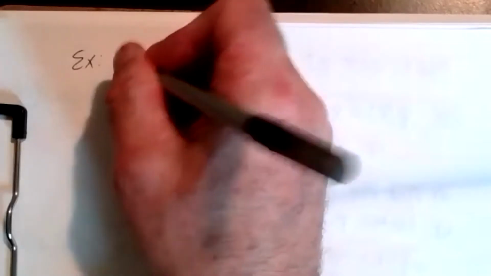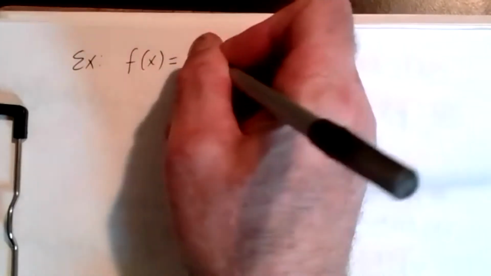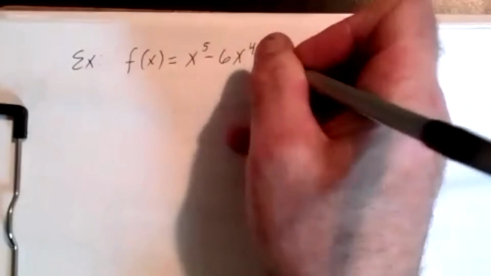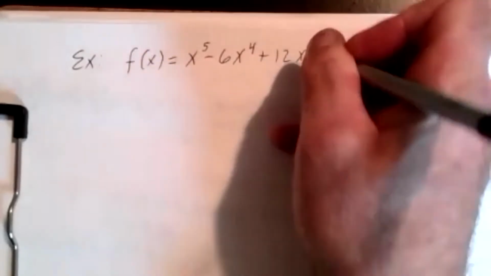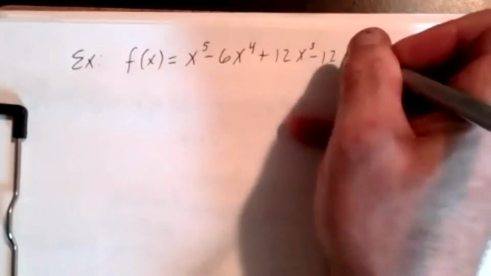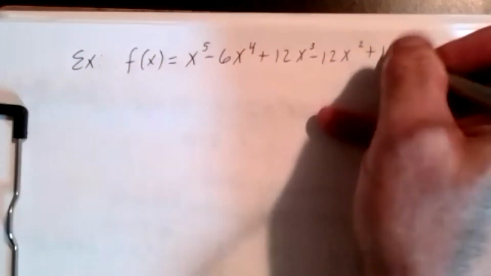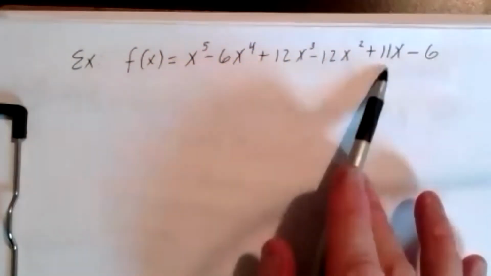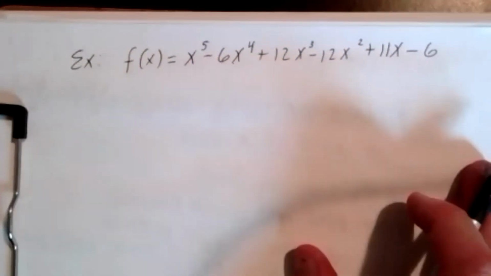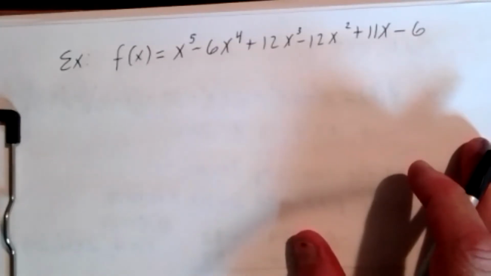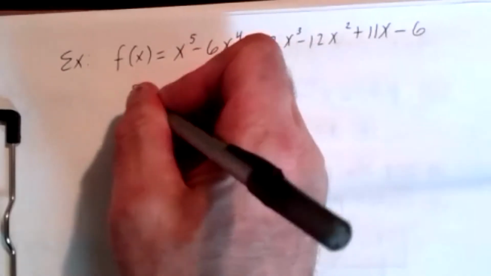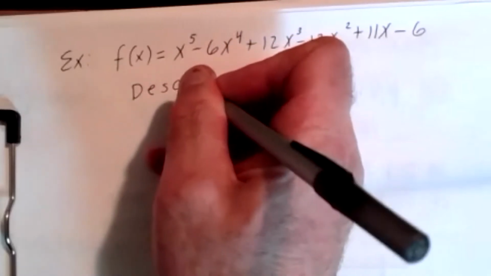We're going to use this fifth degree polynomial function here: x to the fifth minus 6x to the fourth plus 12x cubed minus 12x squared plus 11x minus 6. A 6-term polynomial. Okay, now, ladies and gentlemen, what does Descartes' rule of signs guarantee here?